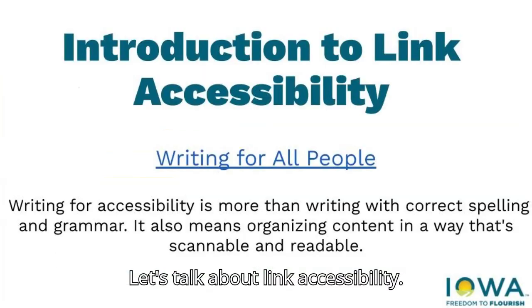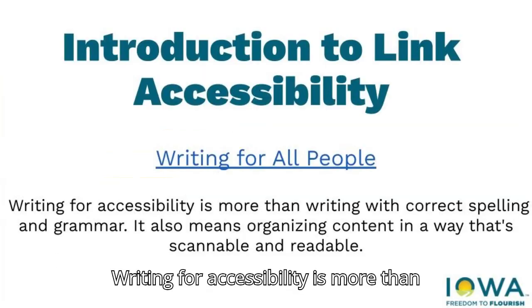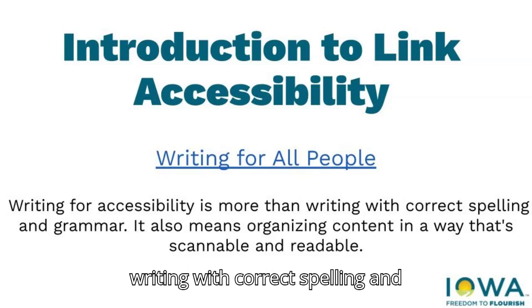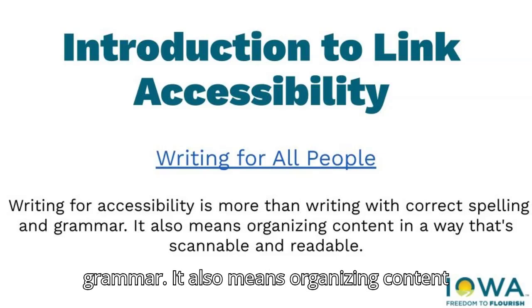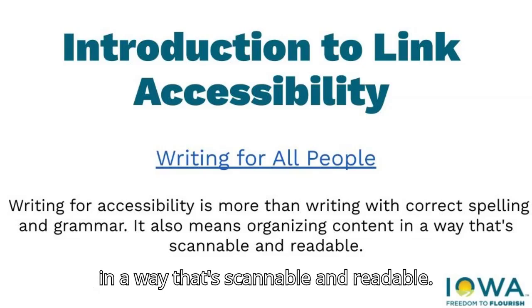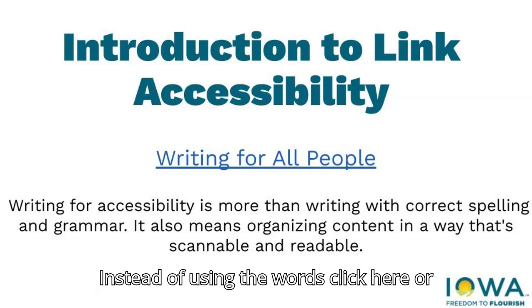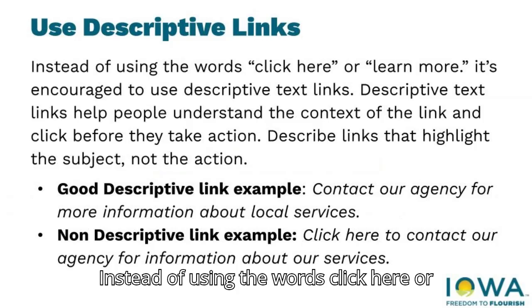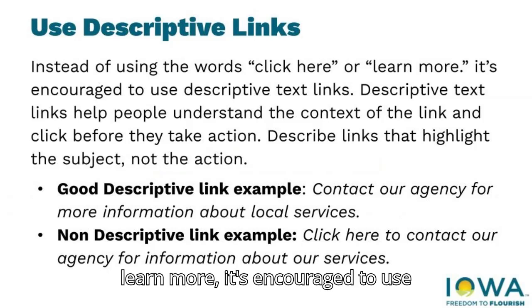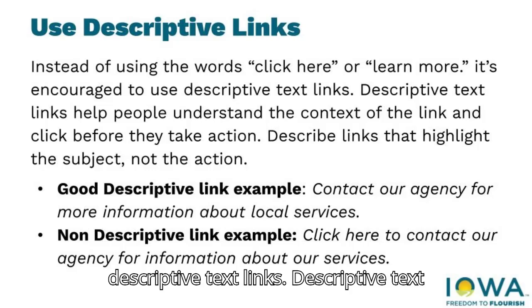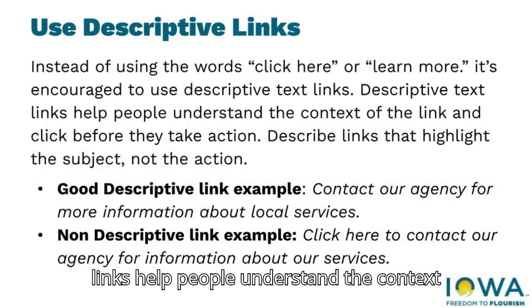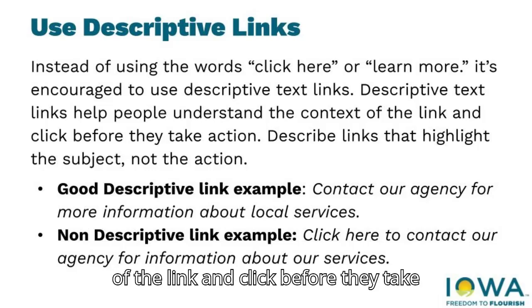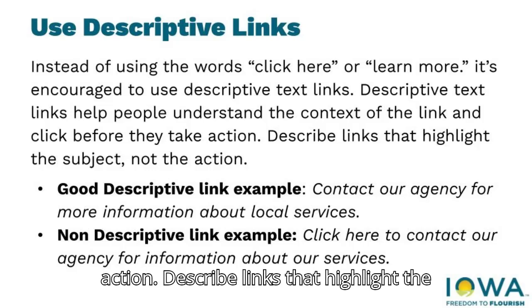Let's talk about link accessibility. Writing for accessibility is more than writing with correct spelling and grammar. It also means organizing content in a way that's scannable and readable. Instead of using the words "click here" or "learn more," it's encouraged to use descriptive text links. Descriptive text links help people understand the context of the link before they take action.